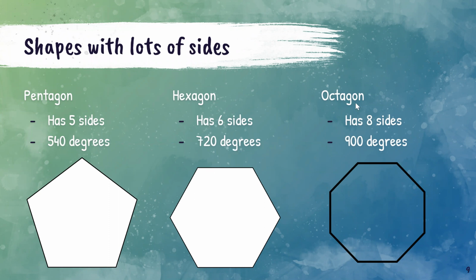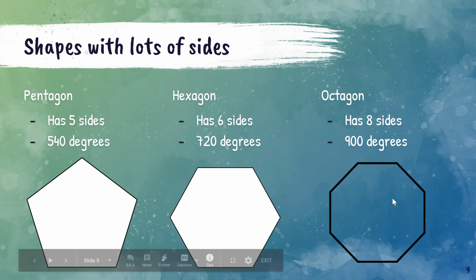So pretty much, as you can tell, the only difference between these is the amount of sides and therefore the amount of vertices. And as you go up, you'll end up getting more and more angle measurements. And an octagon has 8 sides and 900 degrees. There is also something called a heptagon. It'll have 7 sides, but it's not necessarily important because it's not required in the 3rd grade Common Core.